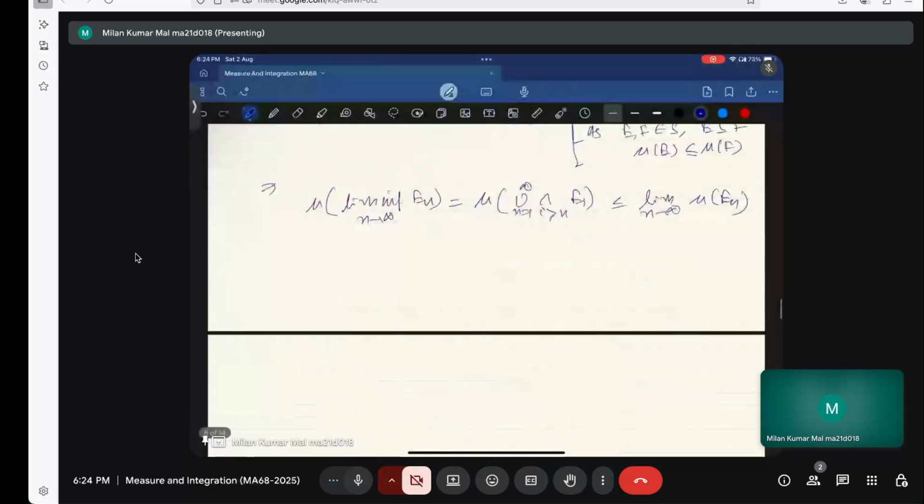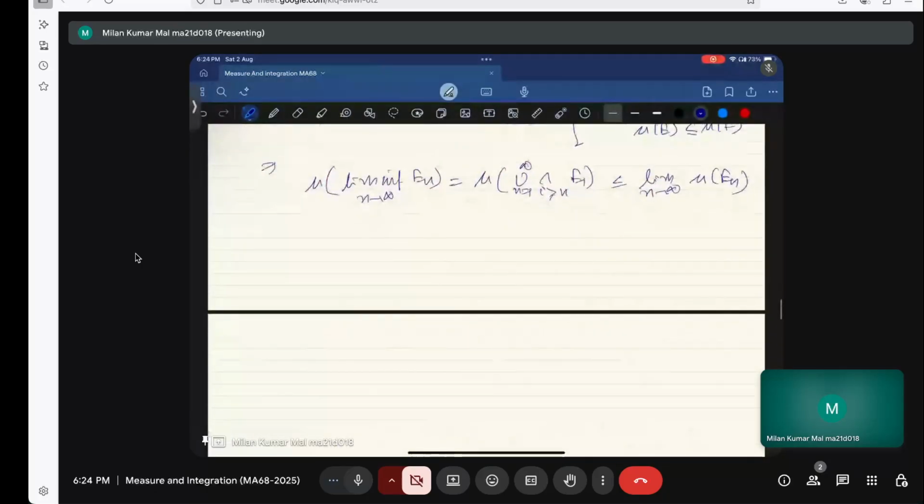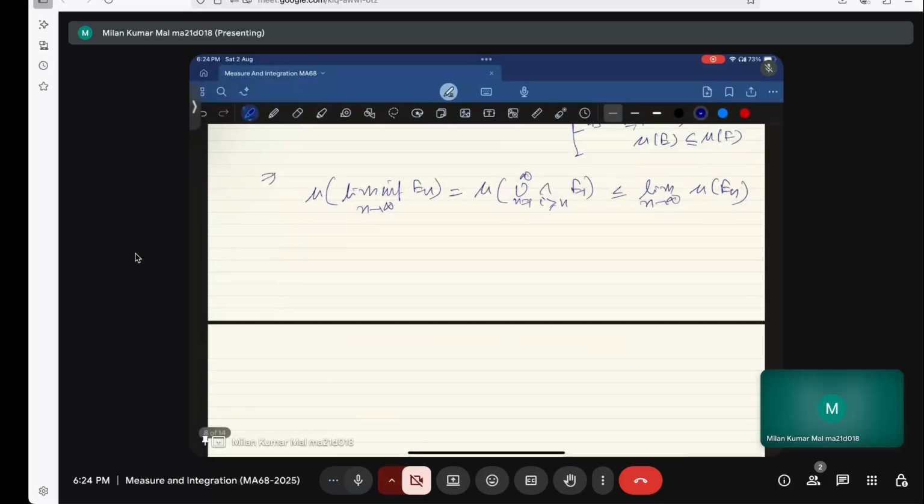As this is true for all n tending to infinity, this will be less than or equal to the limit as n tends to infinity of... Okay, sorry, is this the limit infimum or limit supremum? Let me check a little bit. But this is actually exactly equal to the limit infimum.